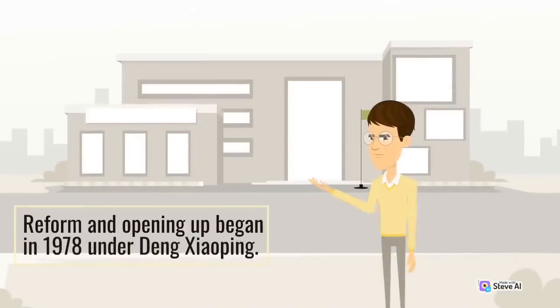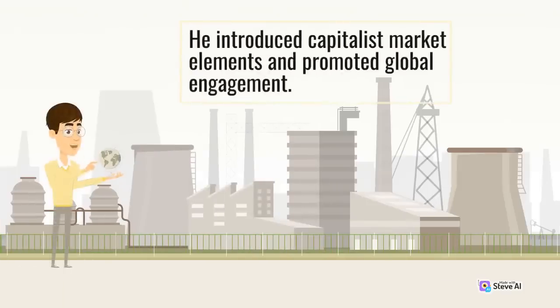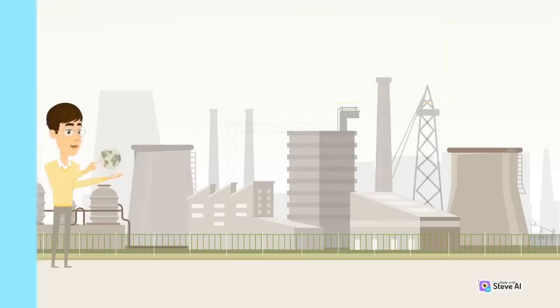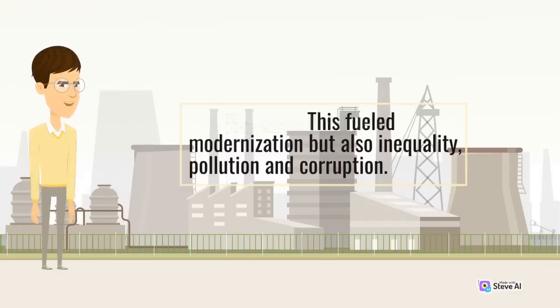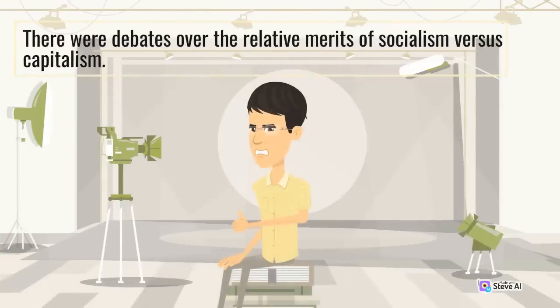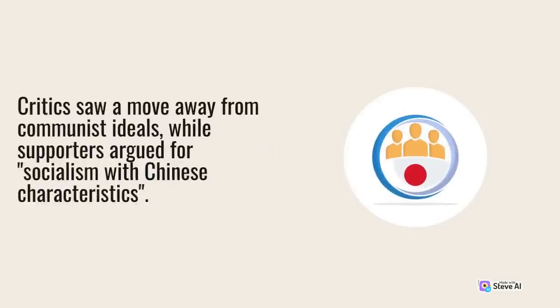Reform and opening up began in 1978 under Deng Xiaoping. He introduced capitalist market elements and promoted global engagement. This fueled prosperity and modernization but also inequality, pollution, and corruption. There were debates over the relative merits of socialism versus capitalism. Critics saw a move away from communist ideals, while supporters argued for socialism with Chinese characteristics.